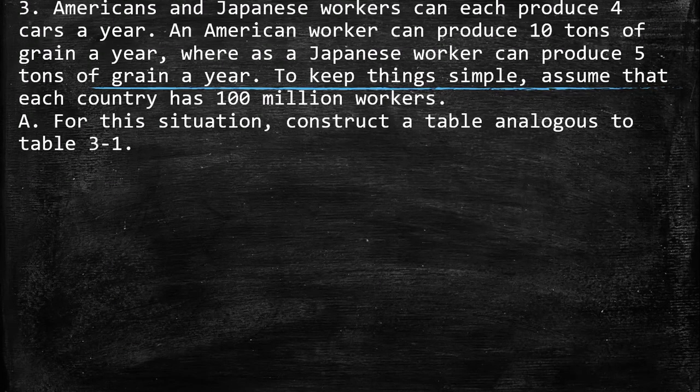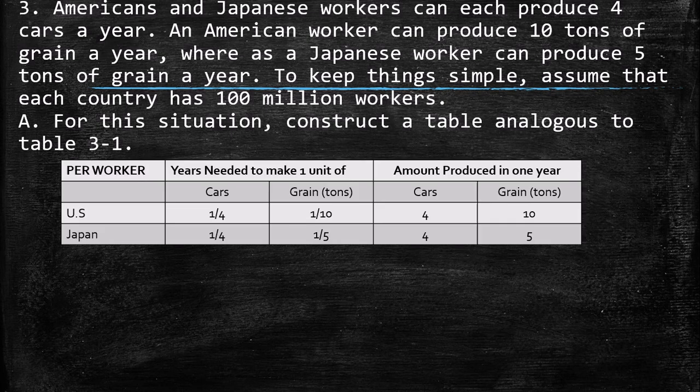The third point, American and Japanese workers can each produce 4 cars a year. An American worker can produce 10 tons of grain a year, whereas a Japanese worker can produce 5 tons of grain a year. To keep things simple, assume that each country has 100 million workers. So the first question is, for this situation, construct a table analogous to table 3.1. So this is table 3.1.